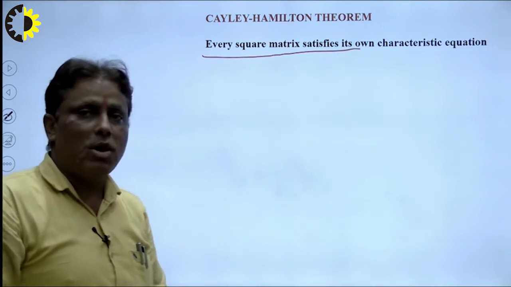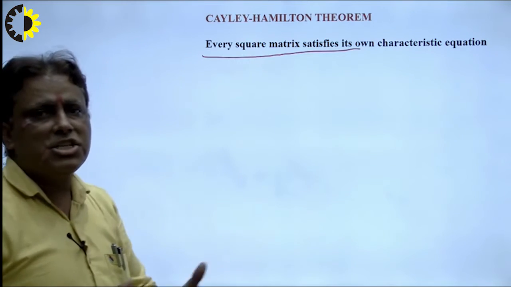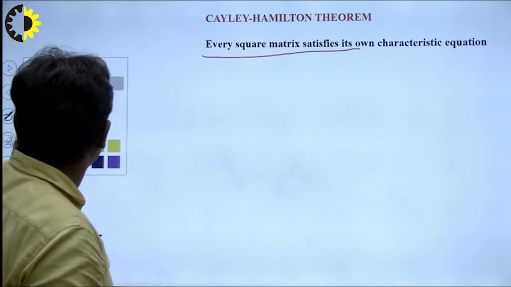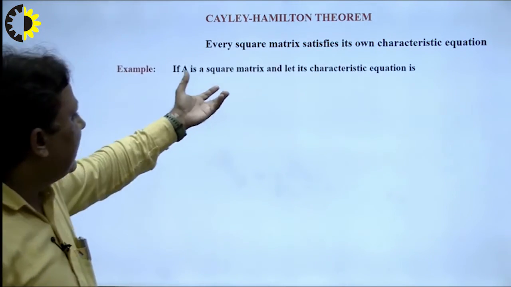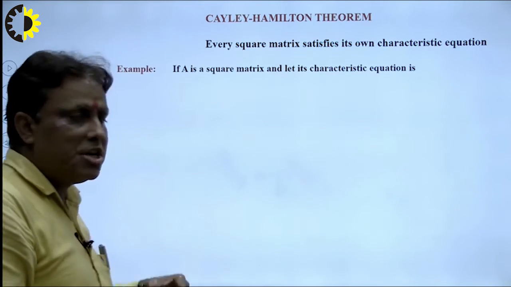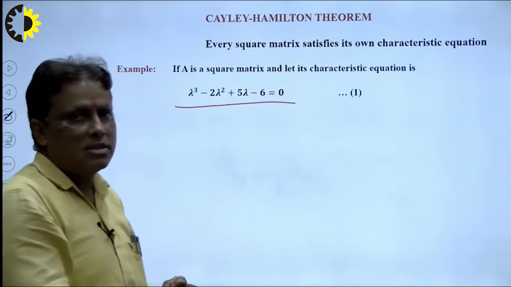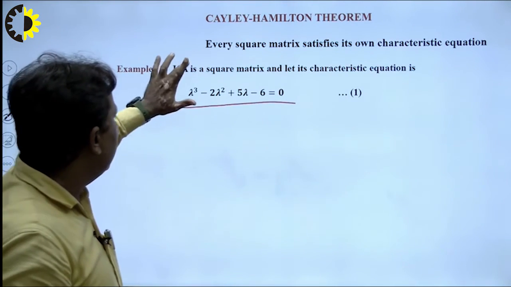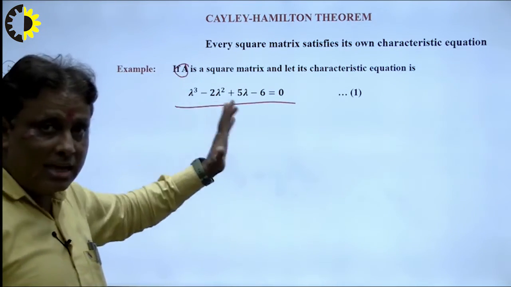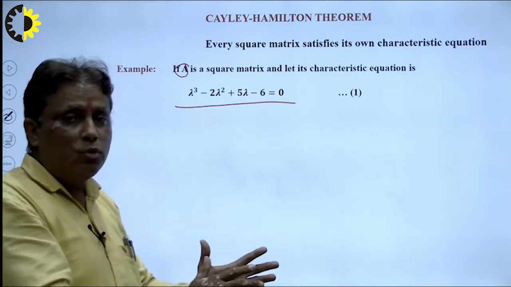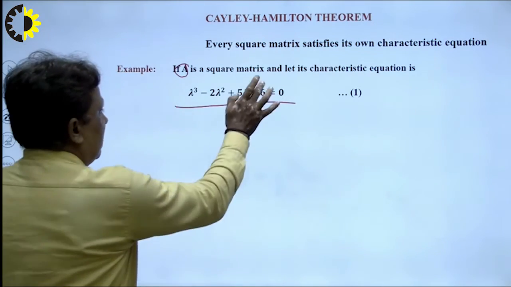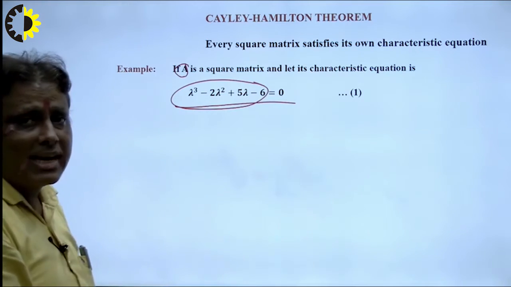Just now I recalled how to obtain the characteristic equation. Suppose I give an example here. A is any square matrix and its characteristic equation may be anything. I write here that this is the characteristic equation. Suppose this square matrix A satisfies this, meaning in the place of lambda we put A and the result will be 0 here. This is known as the Cayley-Hamilton theorem.